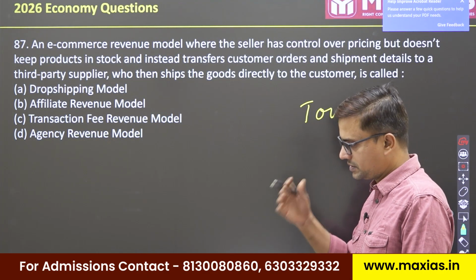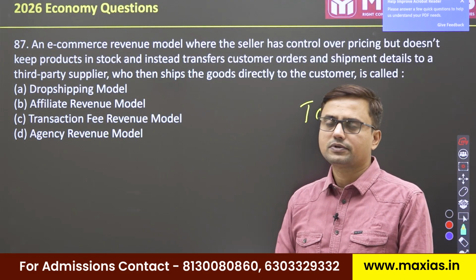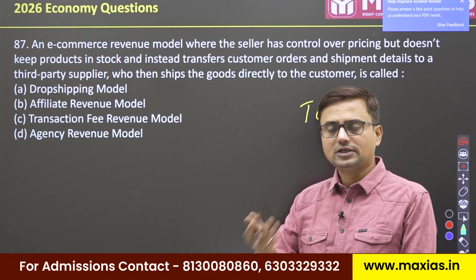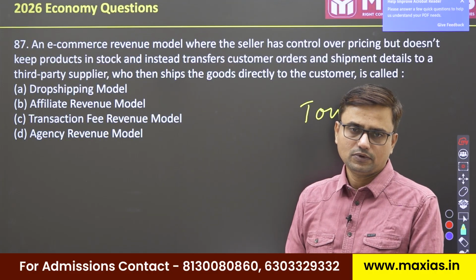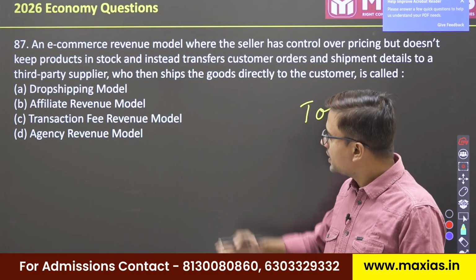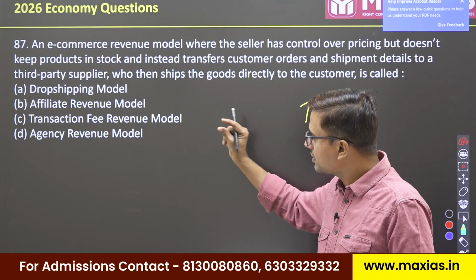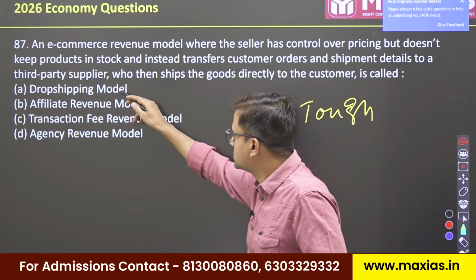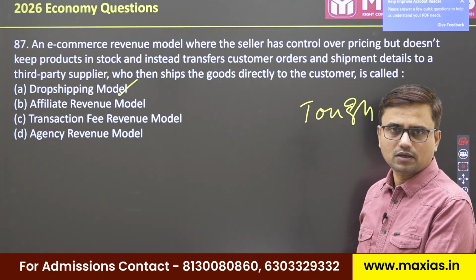So this vendor, this seller, will be showing the goods, but will not be having the goods with him. He will be taking the orders and transferring them to some third party. The third party will take the order, pack it, and send it to the customer by itself. What type of model is it? The options given are very close to each other. The answer for this is the drop shipping model. Anyhow, this is a tough nut to crack.